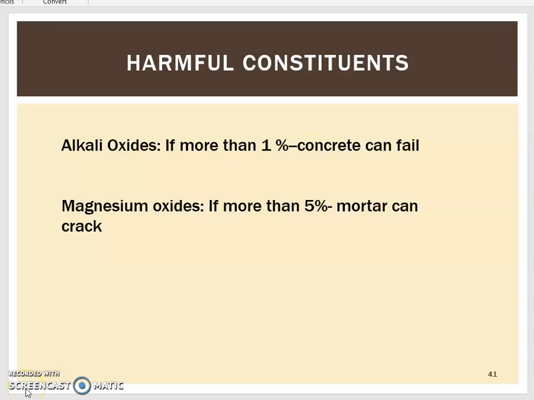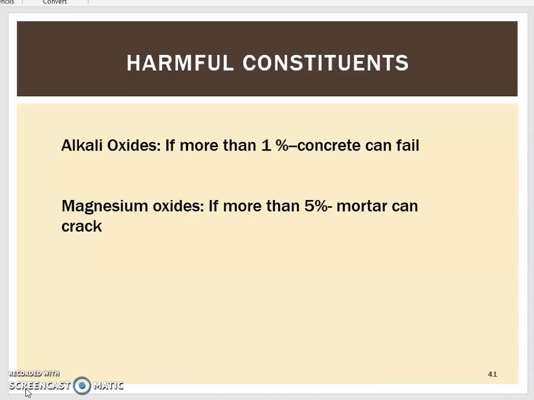Going ahead, this will be our third video on cement as building material. We have already covered the functions of all the ingredients that are present in cement. The next are these two ingredients which are displayed on the slides. These are the harmful ones. We do not want them in larger quantity. The first one being alkali oxide.